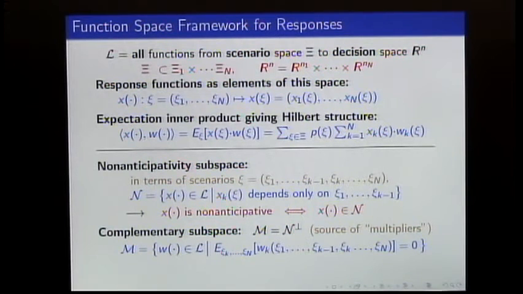So I look at the space L of all functions from the scenarios to these vectors, allowing the first decision to depend on the future and so forth, as the larger space. And in this space, I introduce the inner product of expectation type. It's a perfectly good inner product, and that gives us a Hilbert space structure. I could, of course, revert everything to Euclidean spaces. I could take each one of these functions and write it out for each xi, a vector for each xi.